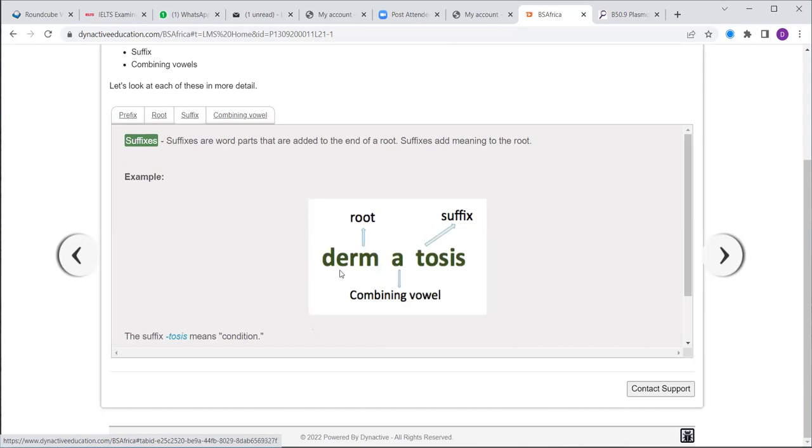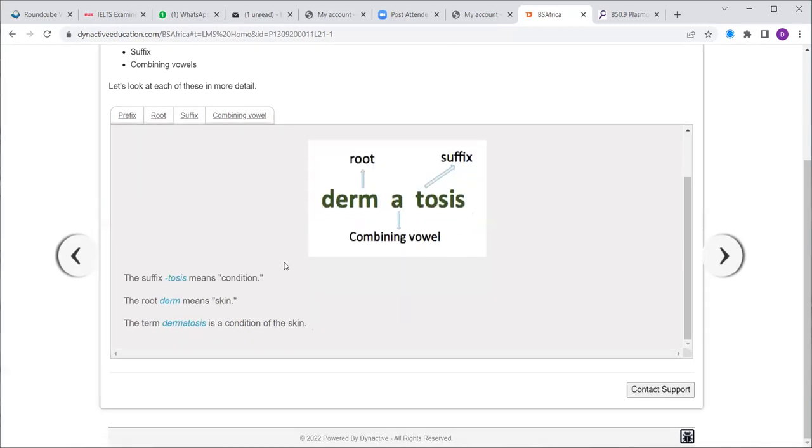Another one, dermatosis. Osis means condition. Derm means skin. Anywhere you see the word derm, D-E-R-M, it simply means the skin. So dermatosis means a condition of the skin.